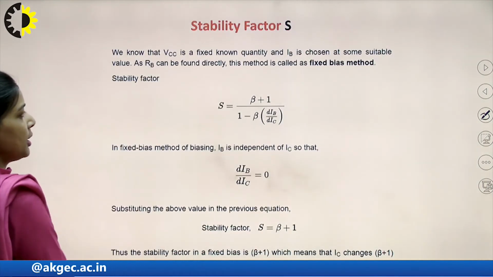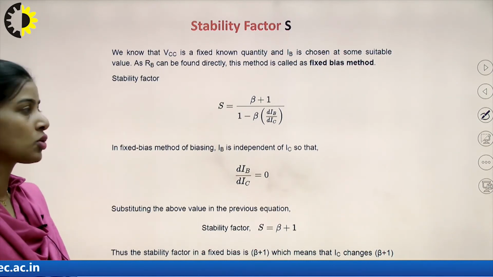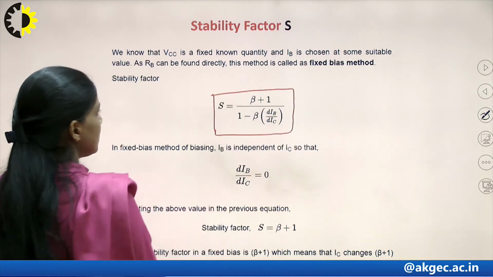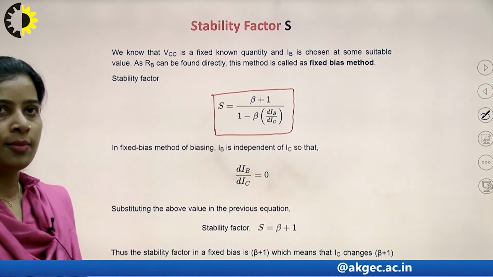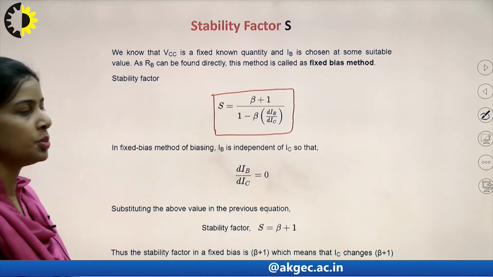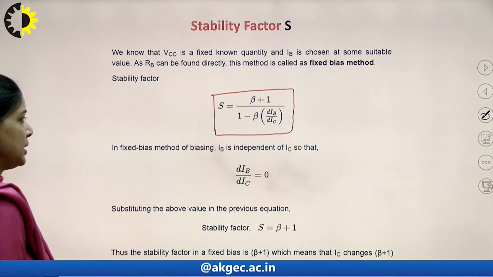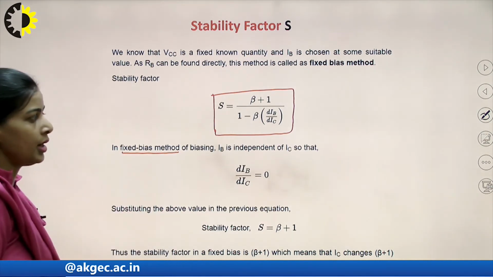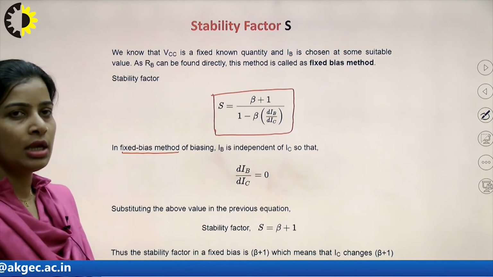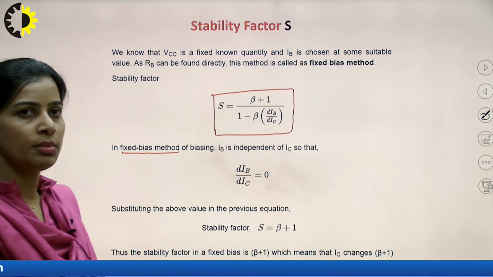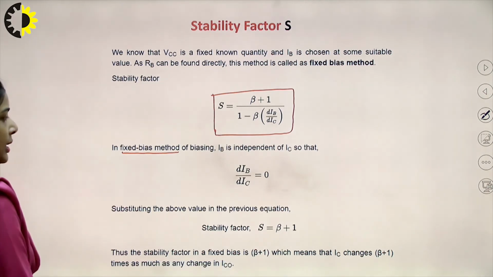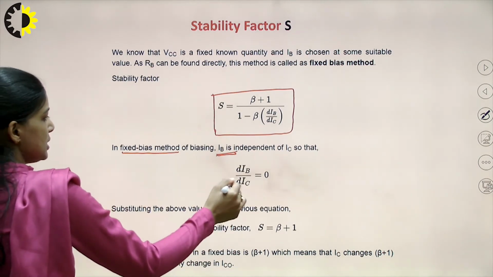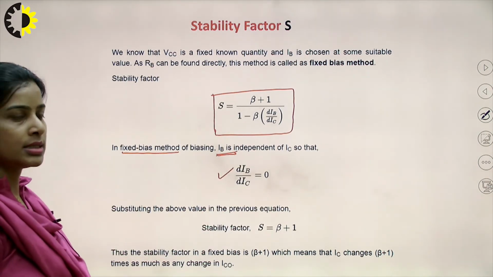Then the stability factor for this fixed bias configuration. This is the formula that we have seen earlier for the stability factor, that is beta plus 1 upon 1 minus beta dIB by dIC. In fixed bias configuration, IB is independent of IC, because in the IB equation we have seen VCC minus VBE upon RB. So that is independent of IC, and this dIB by dIC will be 0.